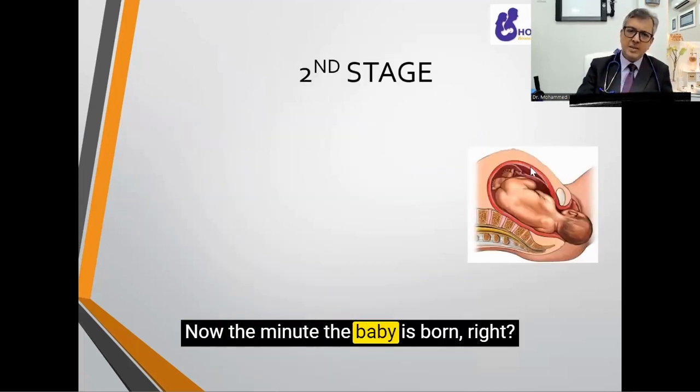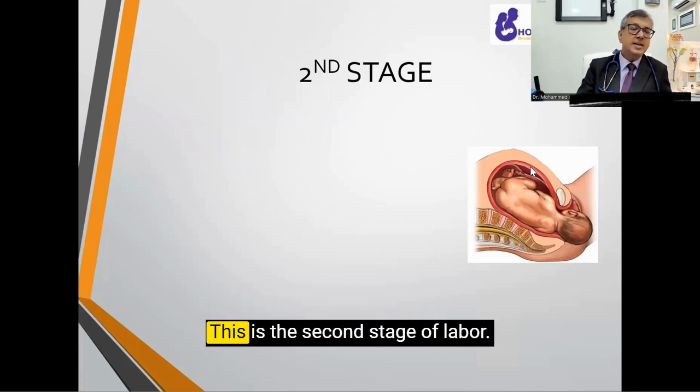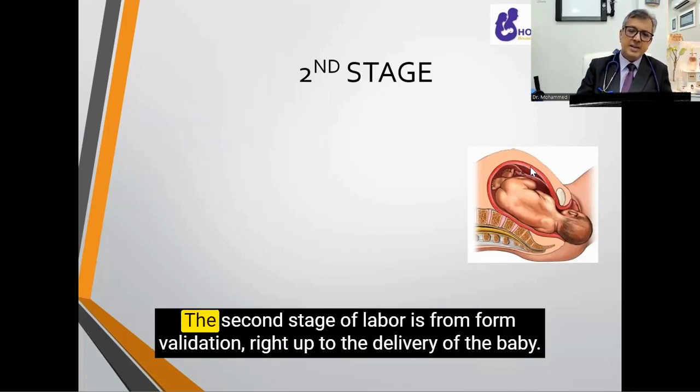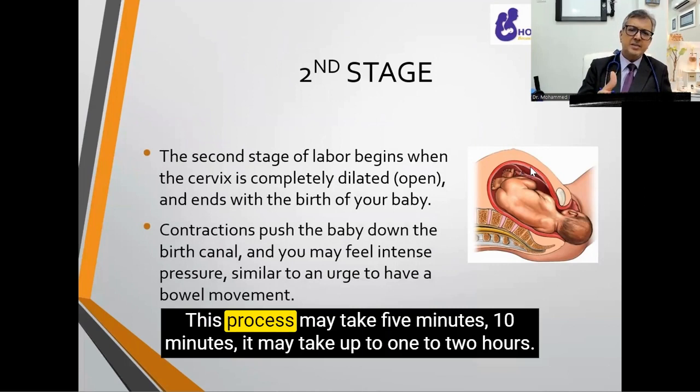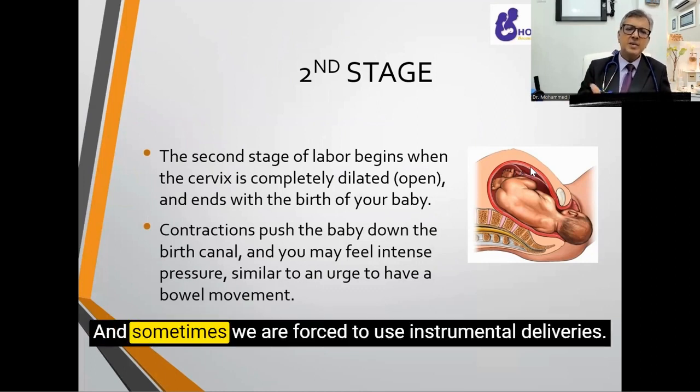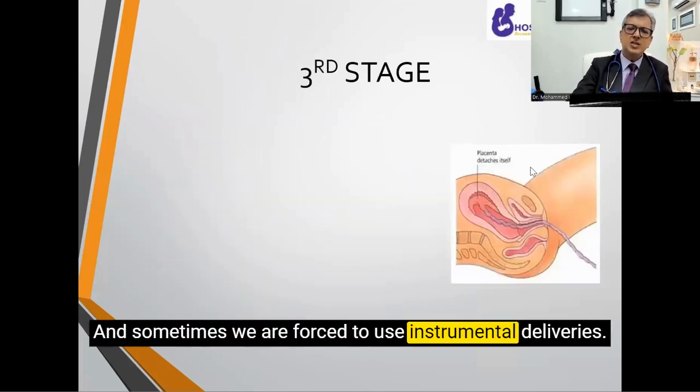Now, the minute the baby is born, this is the second stage of labor. The second stage of labor is from full dilatation right up to the delivery of the baby. This process may take 5 minutes, 10 minutes, it may take up to 1 to 2 hours. And sometimes we are forced to use instrumental deliveries.